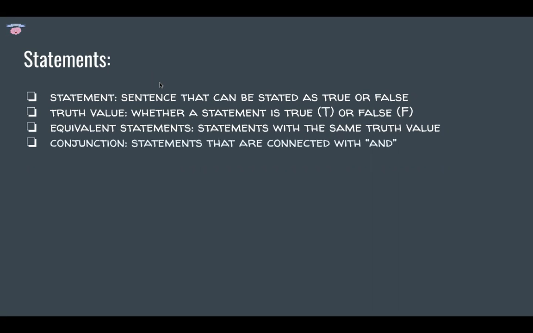A conjunction is statements that are connected with and. So an example of this would be the sky is blue and the earth is round. And for a conjunction to be true, both statements must be true. And in my example, both statements are true.